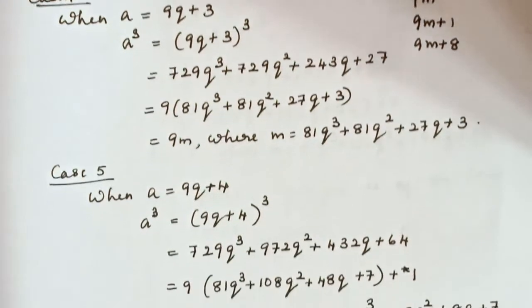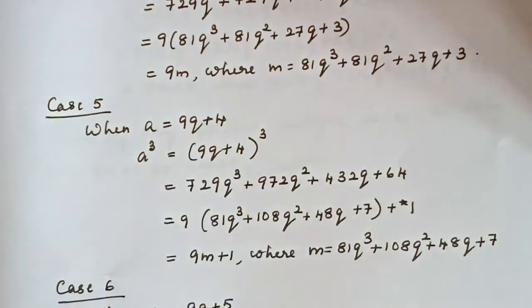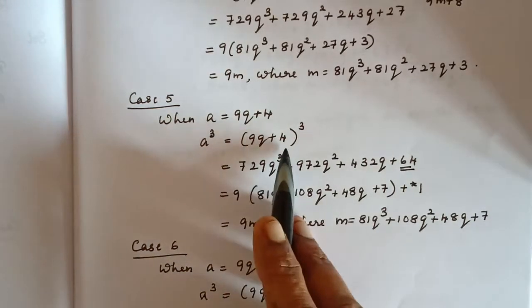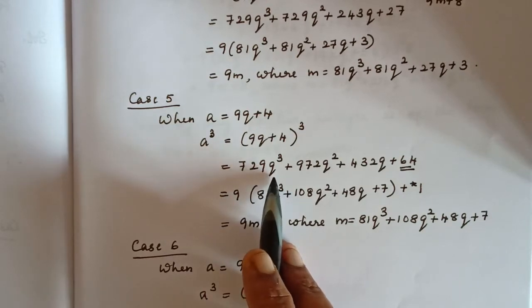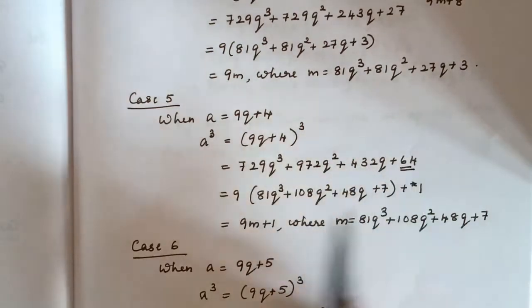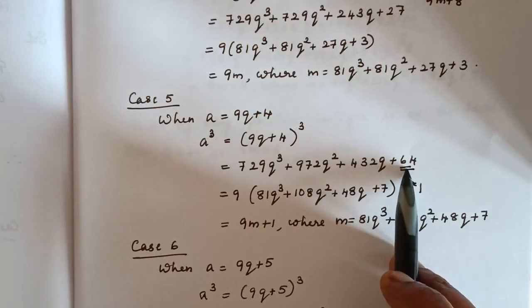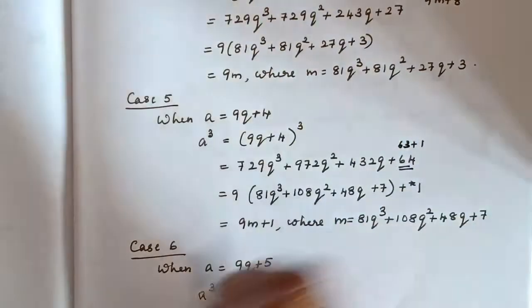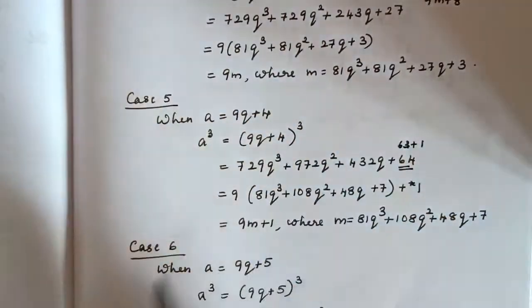So we will see now case 5. In case 5, when a is equal to 9q plus 4. Now cube it. 9q plus 4 the whole cube. When you expand, you will get 729q cube plus 972q squared plus 432q plus 64. Now this 64 we will write as 63 plus 1, because 63 is a multiple of 9.